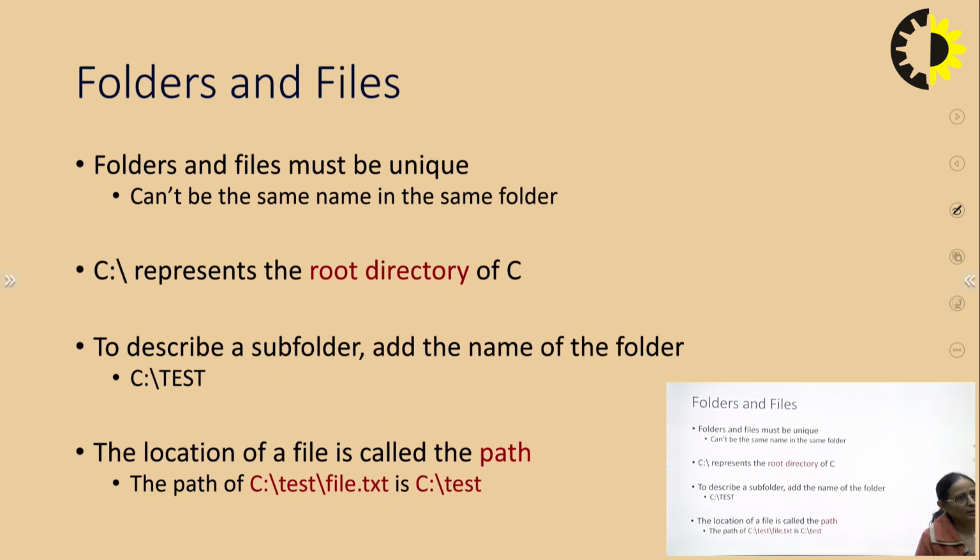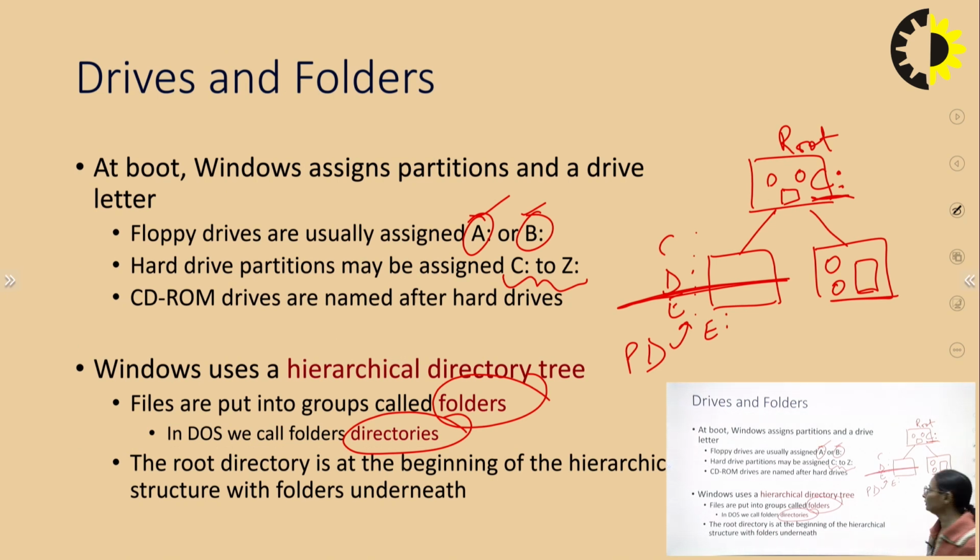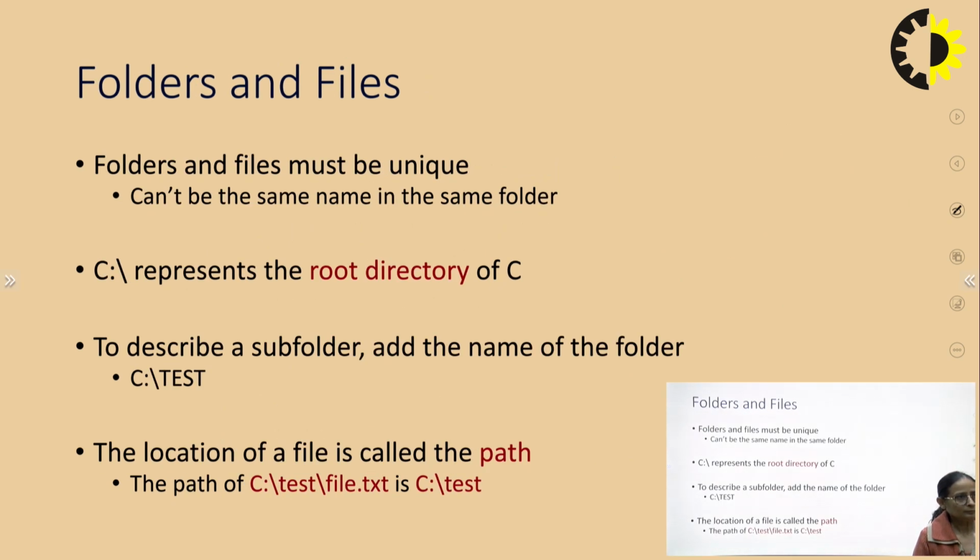Folders and files must be unique, so you can't have the same name in the same folder. For instance, if I have these 2 files and I want to name one A and then again A, this is not permissible. But yes, if my file name is A, I can have a subfolder in this folder with the same name. This is the benefit I get with the hierarchical tree structure.